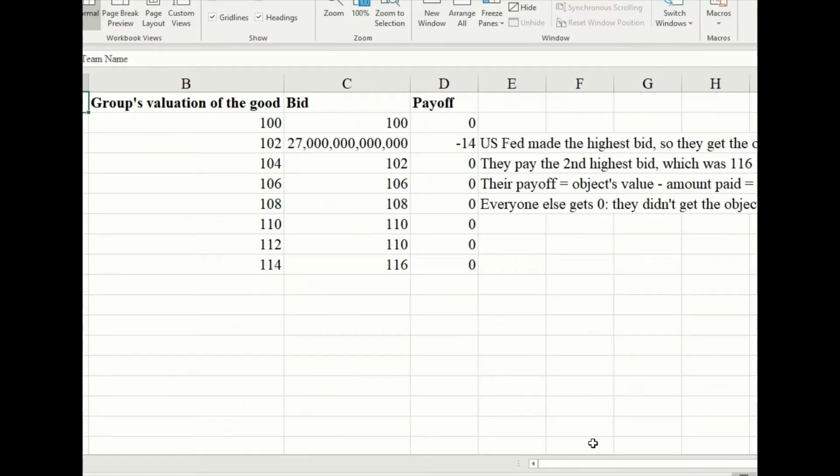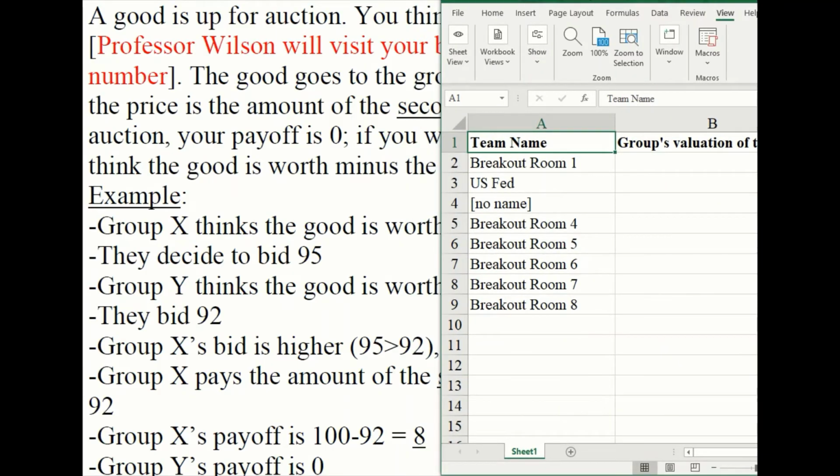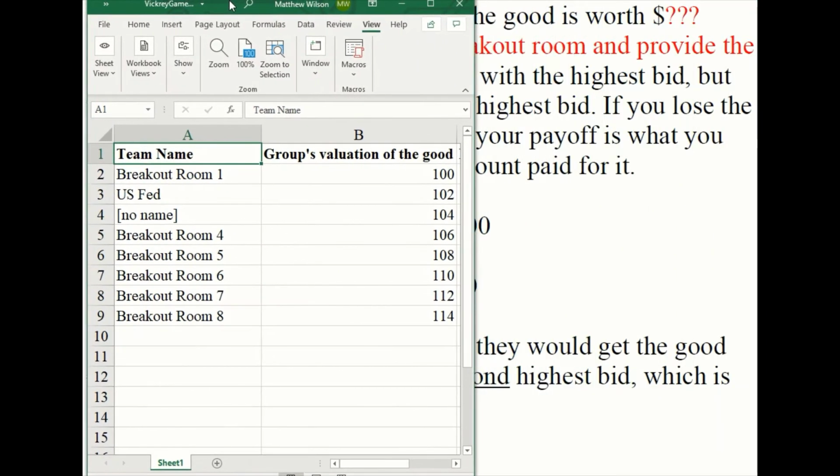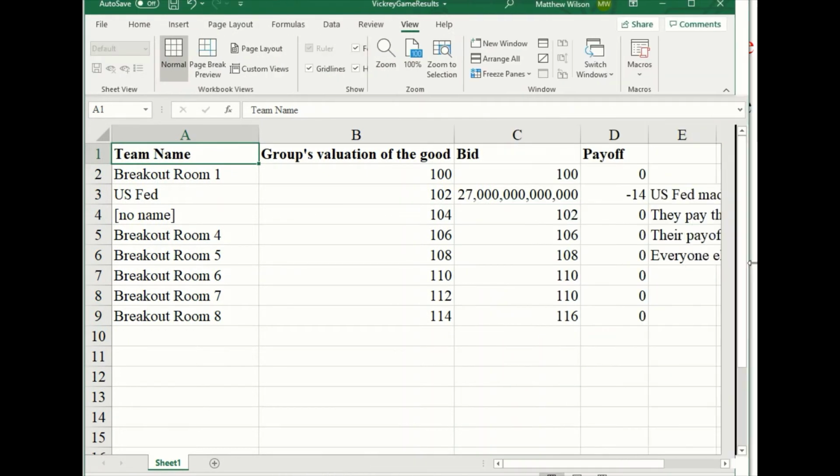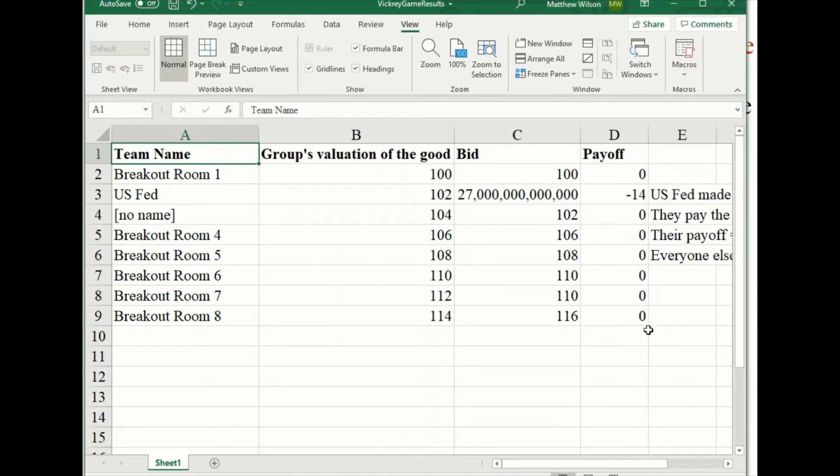So I have a table here with all the results. Let me resize that so you can see it. There we go. So many of the groups either bid their value, or bid something very close to their value. So breakout room 1 followed the right strategy. Their value is 100, and they bid 100. And breakout room 4 bid 106, which was equal to their value. And breakout room 8 and 5 and 6 did the same thing.